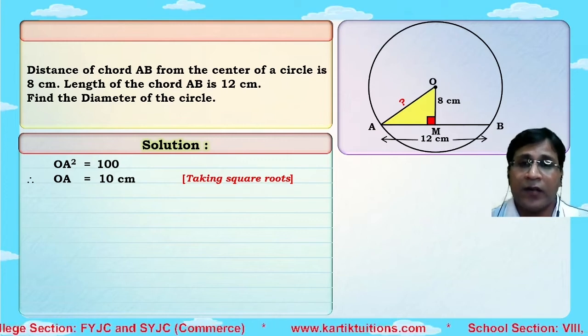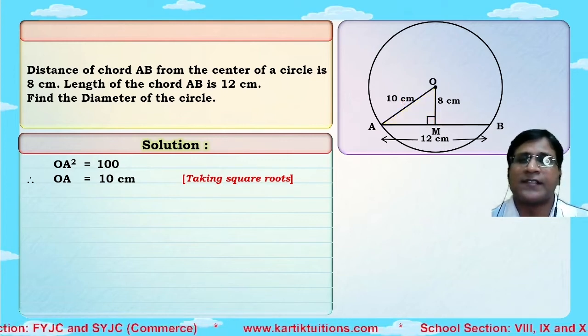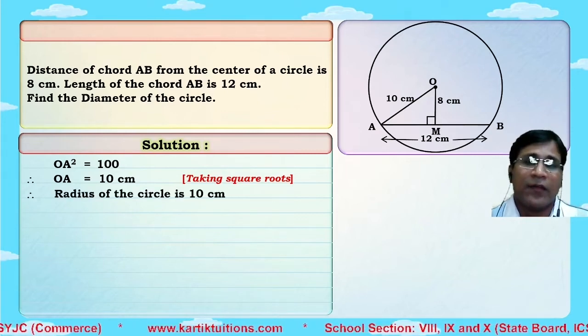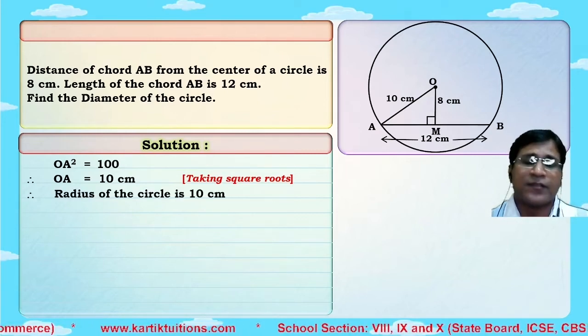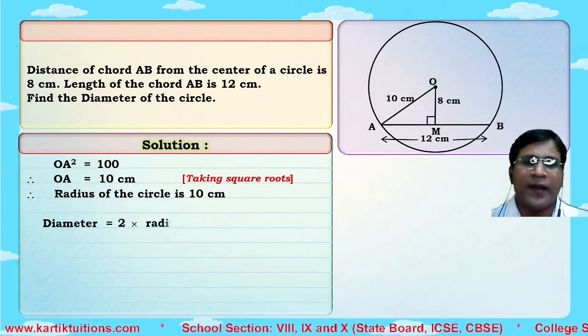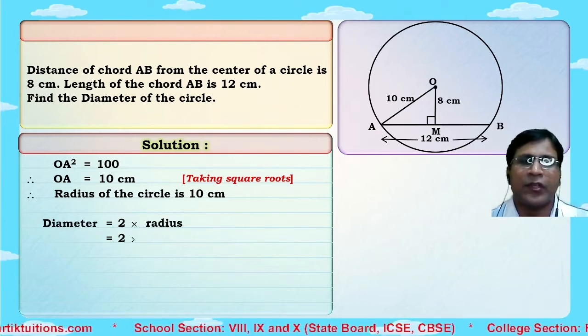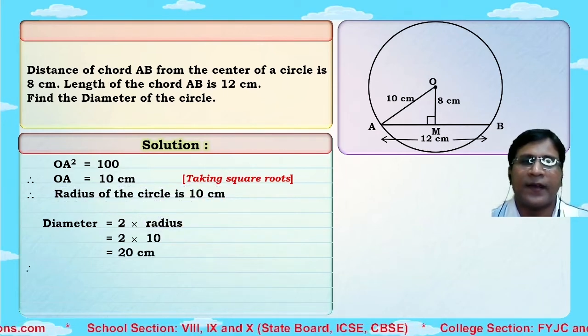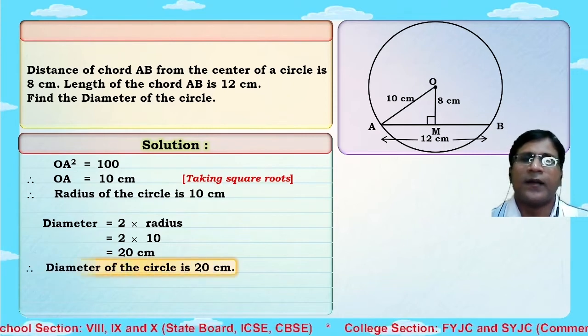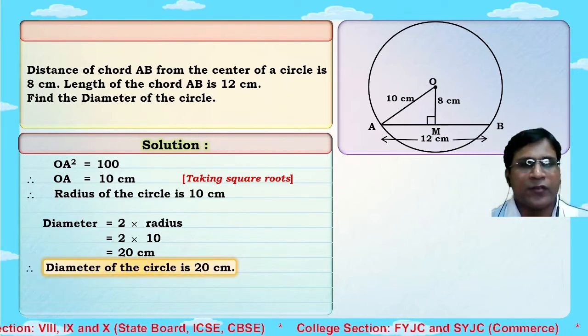So in other words, we got the radius of the circle as 10 centimeter. Now if the radius of the circle is 10 centimeter, then what will be the length of the diameter? Yes, we all know the diameter is 2 times the radius. That means we need to multiply 10 with 2. So it will become 20 centimeter. So in other words, the diameter of the circle is 20 centimeter. I hope you have understood this.